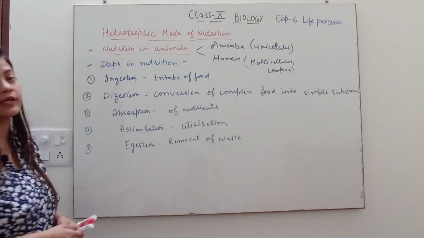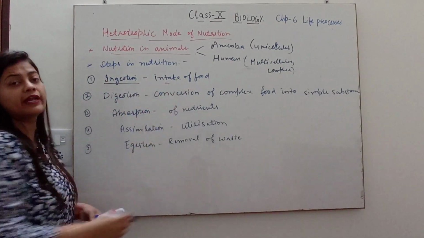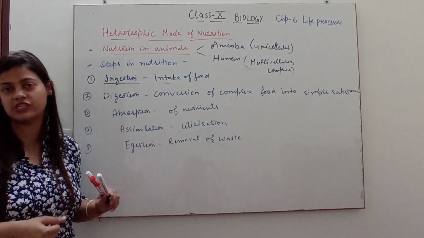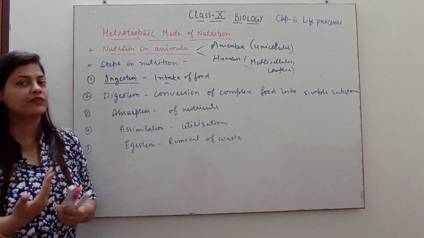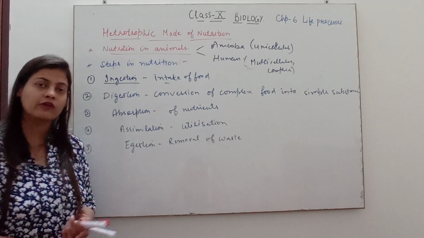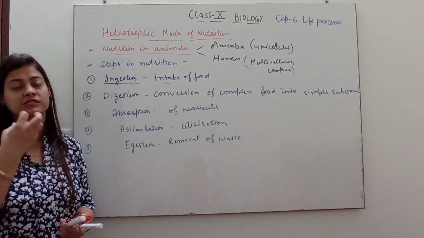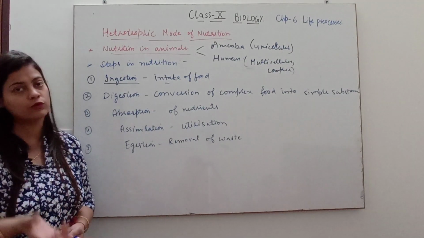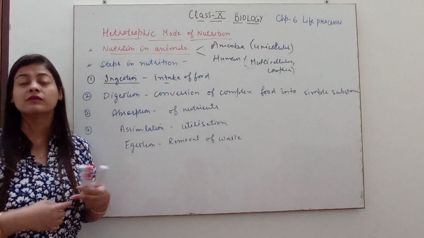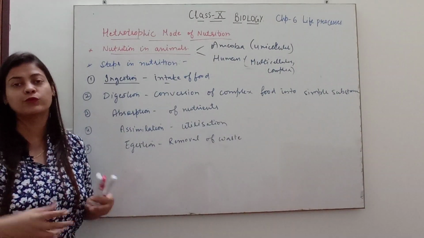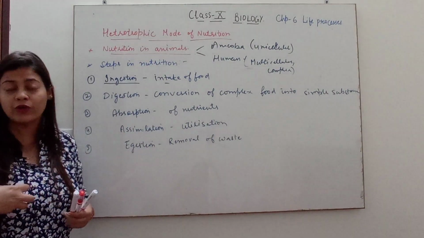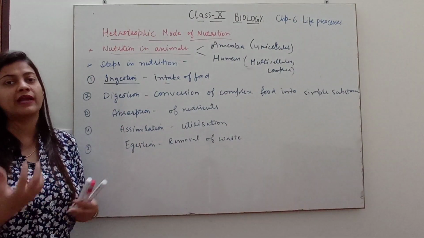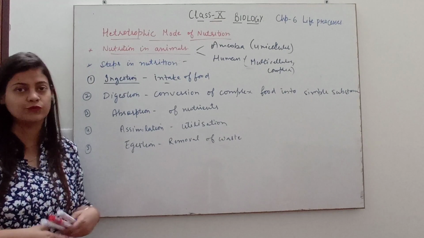First step is ingestion. Ingestion means intake of food. Whenever we eat food, the eating of food is called ingestion. And ingestion can be of different types in different organisms. We humans take the food directly, whole food, in the holozoic type of nutrition. Amoeba makes pseudopodia around the food and then engulfs it. We have a mouth for ingestion. So this is the actual intake of food, in which form and how we are taking in the food.